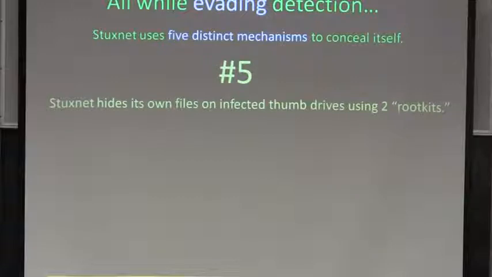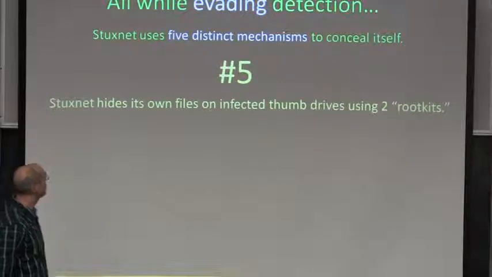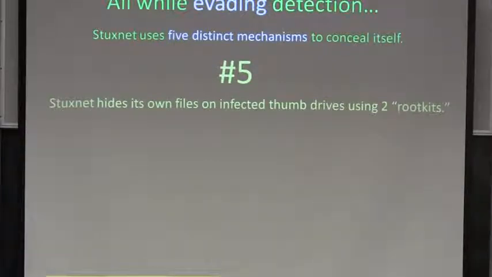Now, to do this, Stuxnet has to evade detection, because if at any point on the path it gets detected, it's going to be stopped, and then it can't do its damage. Stuxnet, of course, always does things in 5s or 7s. You can never just do one thing. So it used 5 distinct mechanisms to conceal itself. Number 5, Stuxnet hides its own files on infected thumb drives using what are called rootkits. A rootkit is a piece of software which hides itself and other software on a computer system. So if you're infected by a rootkit, you wouldn't know you have it, and you wouldn't know that there's something else in your computer system that it's hiding. It actually hides the files.